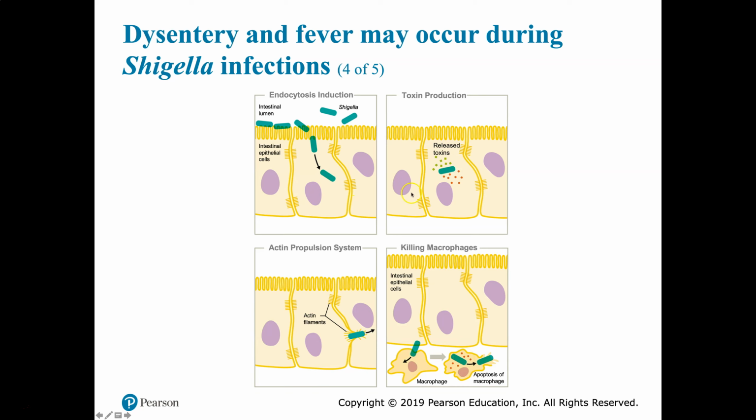These are the causes of symptoms: endocytosis induction, toxins, the Shiga toxin, actin propulsion, meaning it moves from one cell to the next, and it can kill macrophages. Now, both Shigella sonnei can do this, but Shigella dysenteriae is a bit more severe and can use all these mechanisms to cause illness.